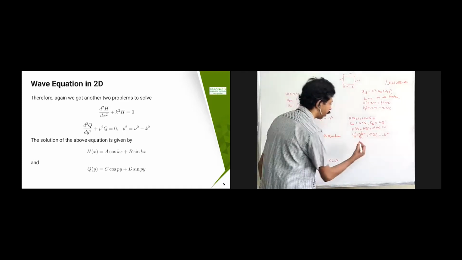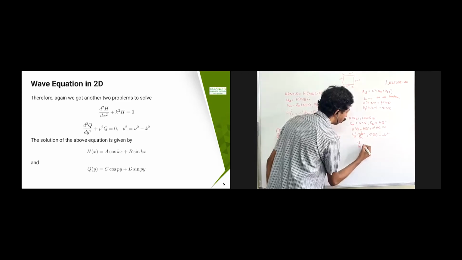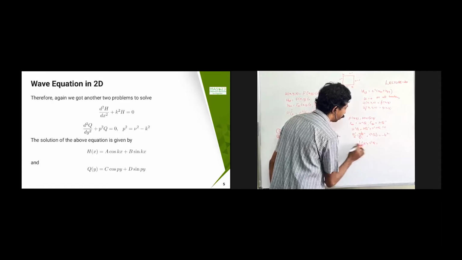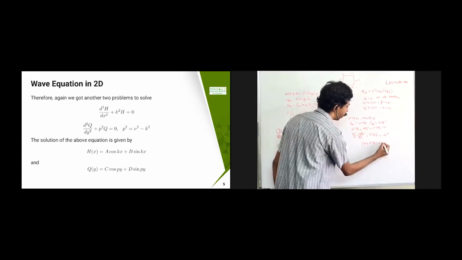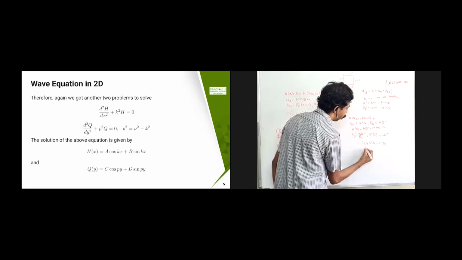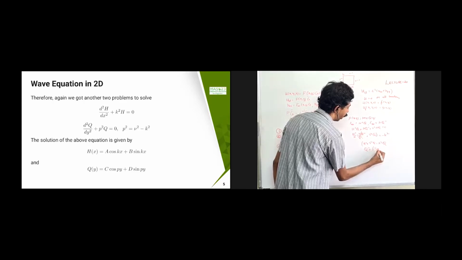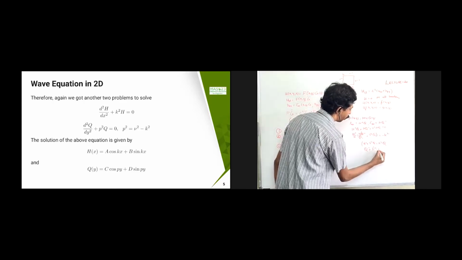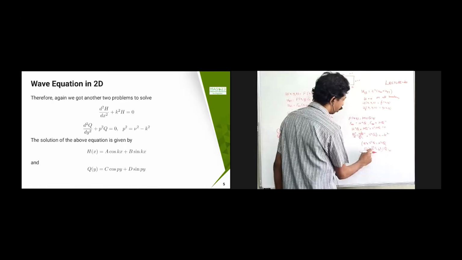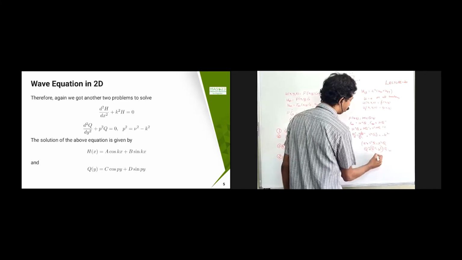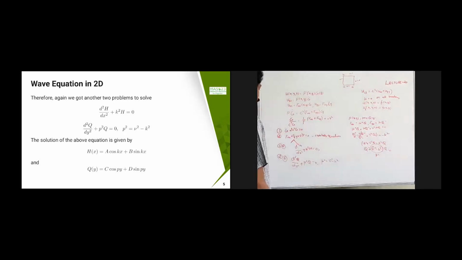So you can just see here minus 1 by q, q double dash plus nu square q is going to become k square. So I'm going to bring this q over here. Therefore, I'm going to get q double dash plus nu square minus k square, q equal to 0. That's what I'm writing here. I'm calling this nu square minus k square, this term, p square. So that's what I have.